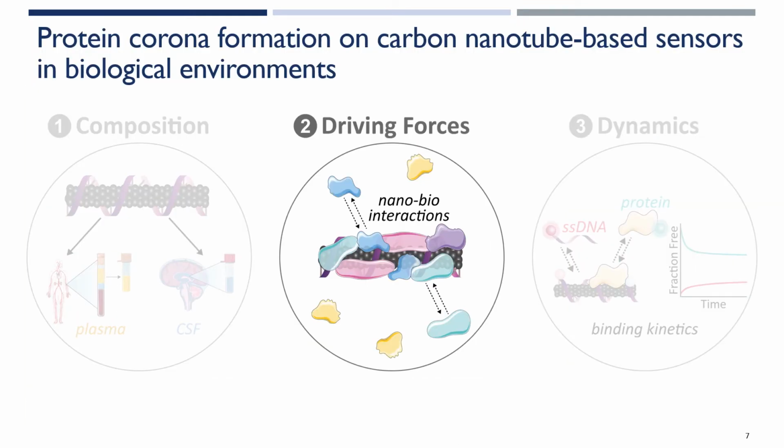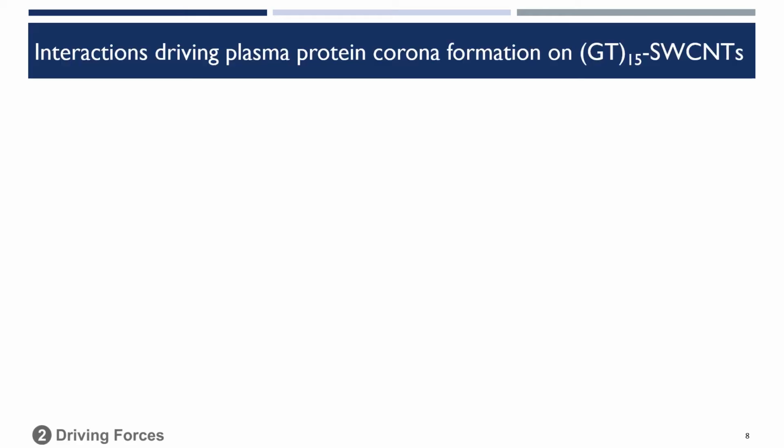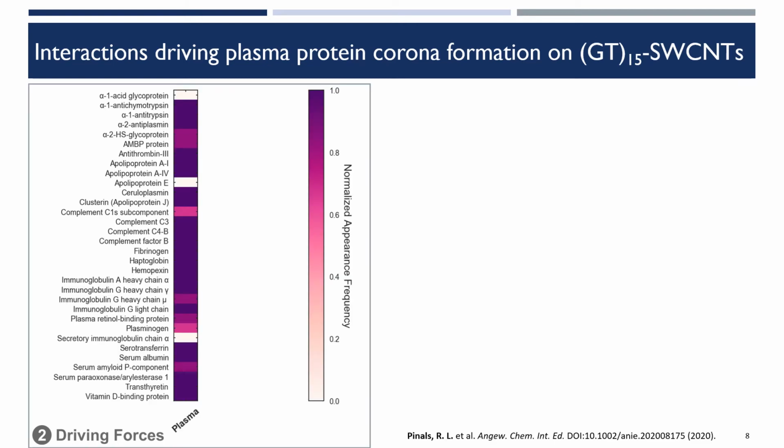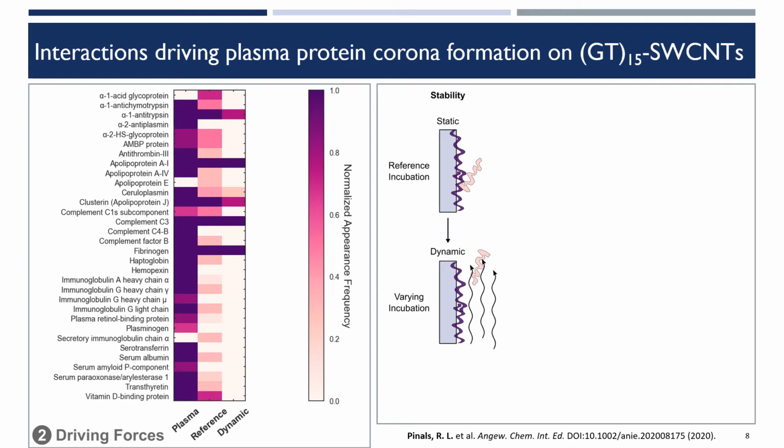With this knowledge of what proteins adsorb, I next wanted to understand the driving forces governing this adsorption. To gain a more in-depth understanding of the interactions driving corona formation, I began varying the incubation parameters of the blood plasma with nanoparticles and characterizing those bound proteins by two-dimensional gel electrophoresis. First, we have all of the proteins present in plasma alone, with the darker color shade indicating a higher frequency of appearance. The reference state incubation is now with nanoparticles, done in a static condition at ambient temperature with biologically relevant ionic strength. Next, a dynamic incubation is used to probe corona stability.